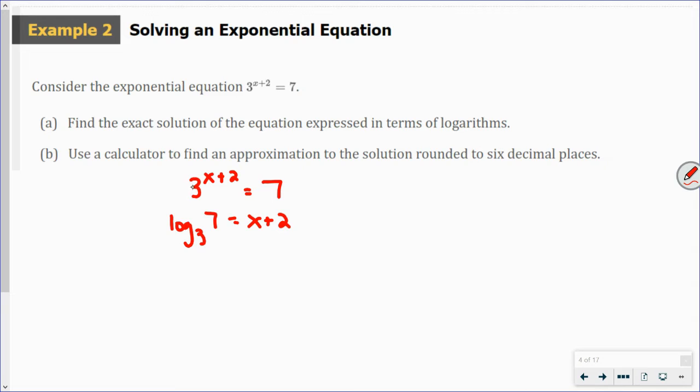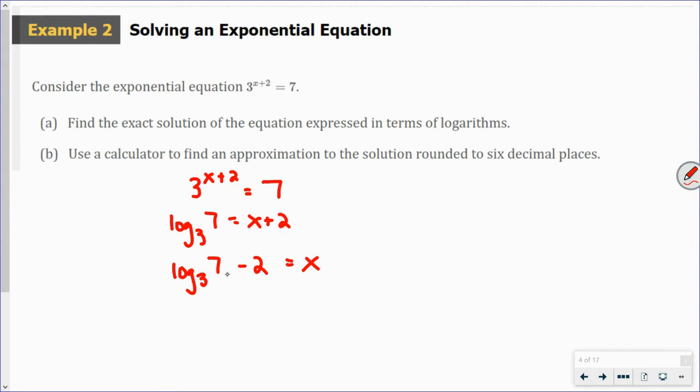So you take the base of your exponential as the same base of your logarithm. Of is your equal part. And then remember, a logarithm finds an exponent, so that's why that is the exponent there. And then I just subtract 2. So log base 3 of 7 minus 2 equals x.